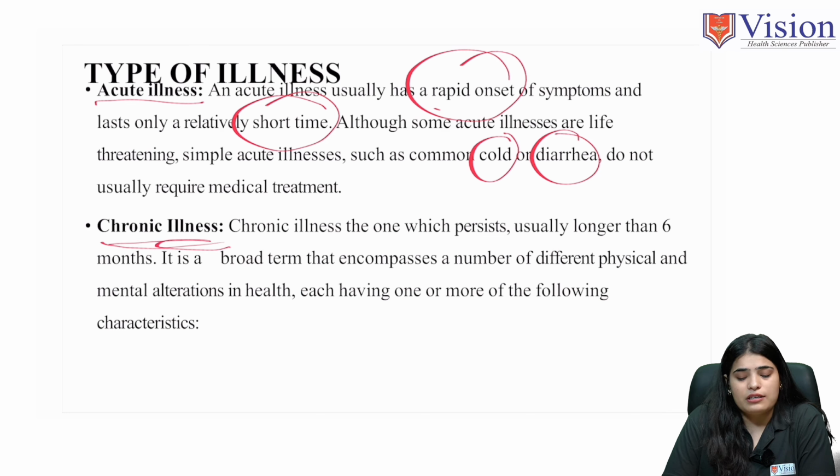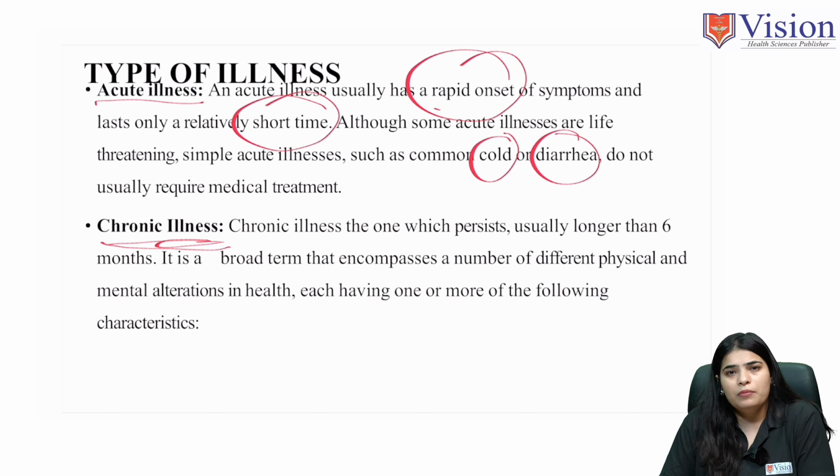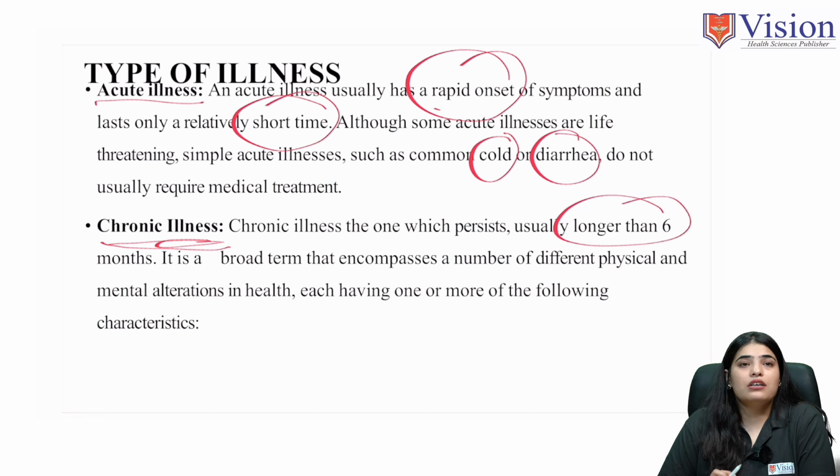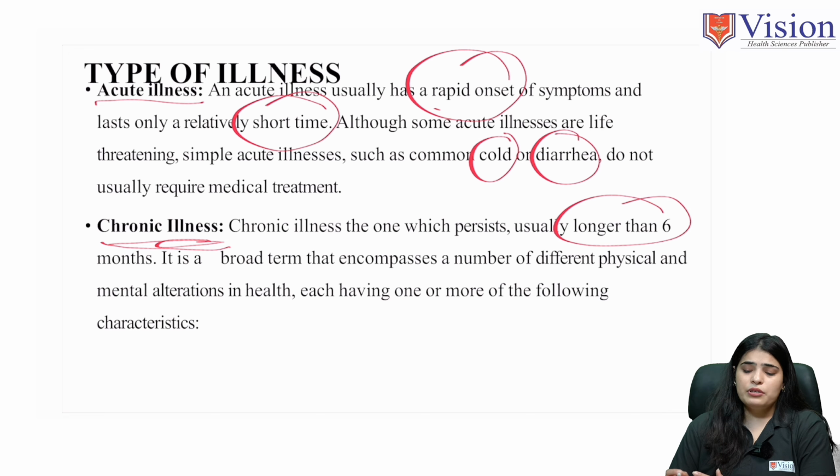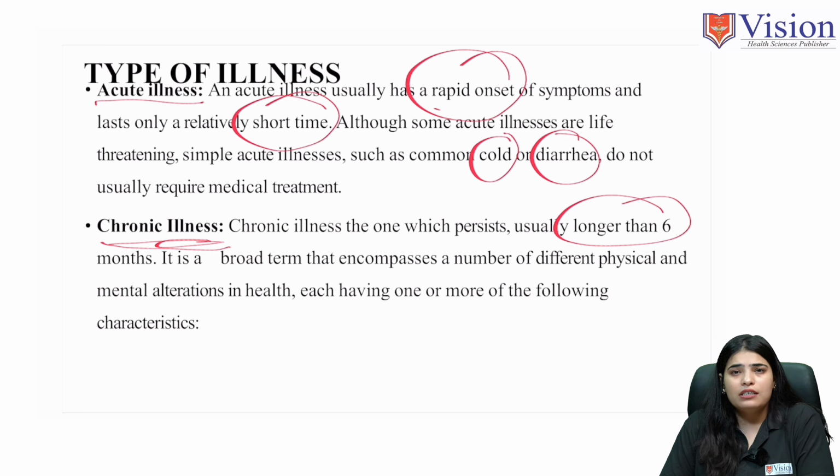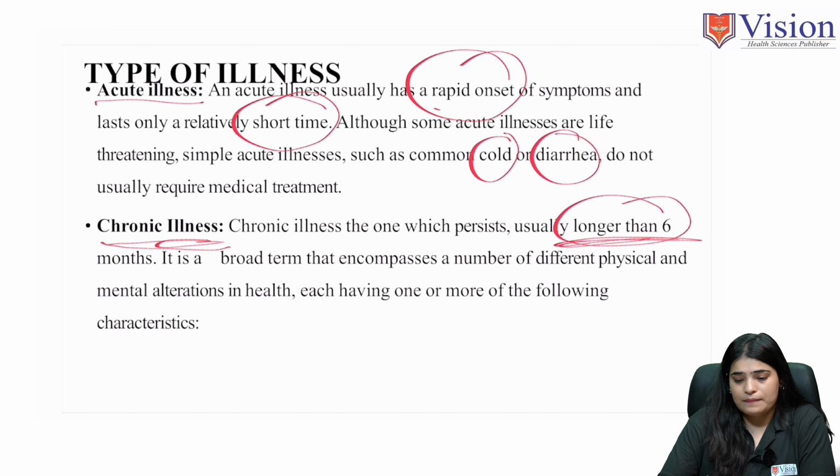Whereas chronic illness is something that takes time to develop and persists for more than 6 months. Examples of chronic illness are mental health conditions, chronic kidney disease, diabetes mellitus, diabetic nephropathy. These are all examples of chronic disease conditions where the person has the disease condition for more than 6 months. That is called chronic conditions or chronic illness.